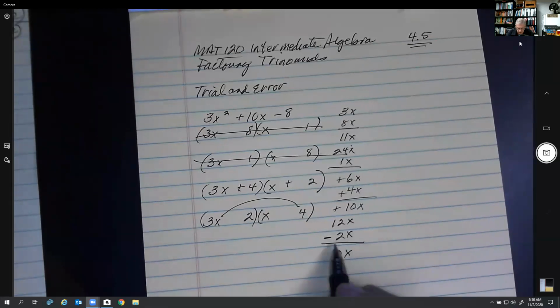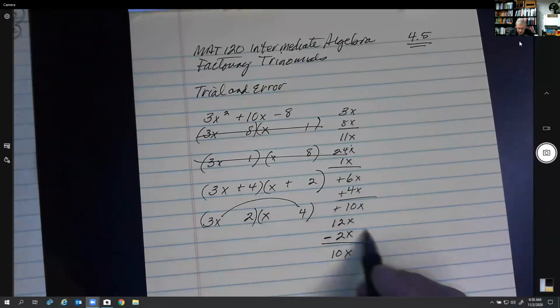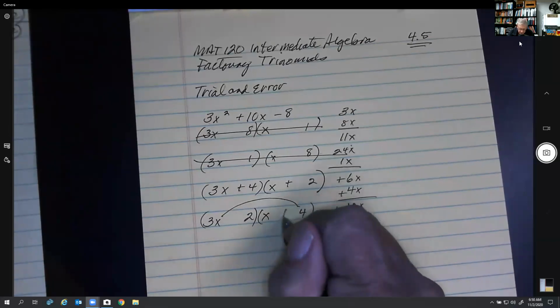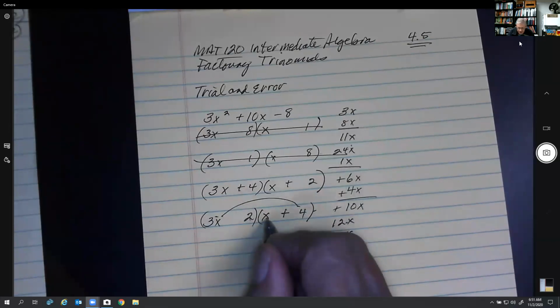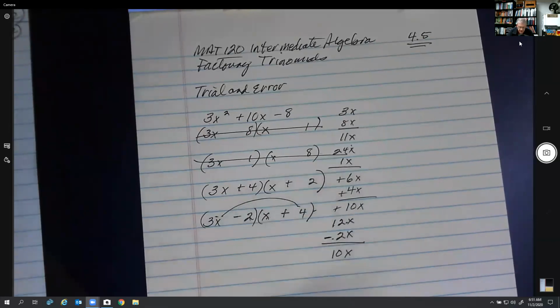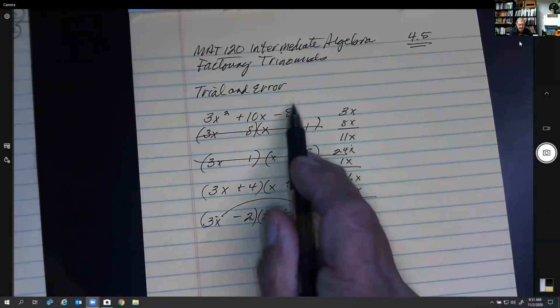So the outside that gave me the 12x was positive. 3 times 4 gave me 12. And the inside, 2 times 1, is negative. See, that gave me a positive 12x, a negative 2x, and I get my 10x. And then a negative 2 times 4 is a negative 8.